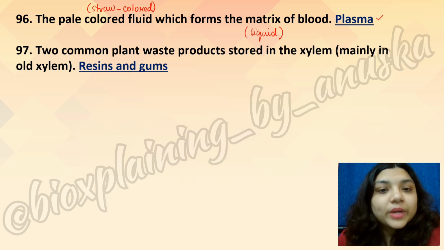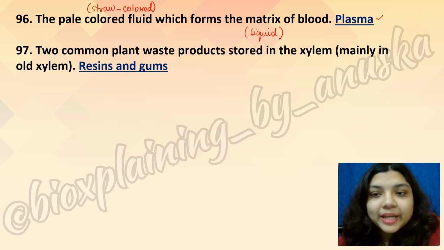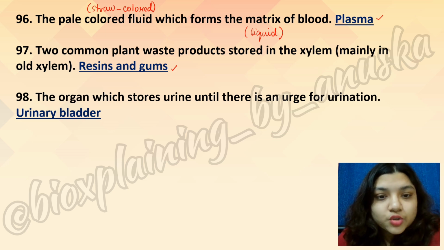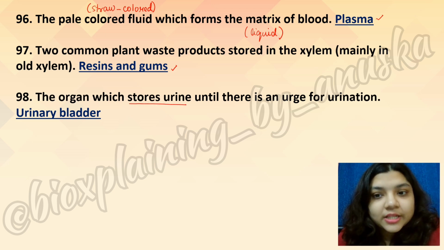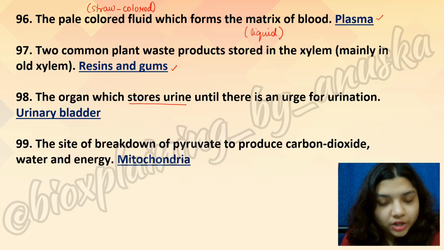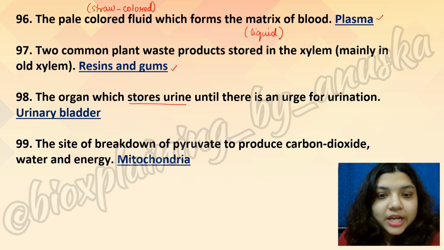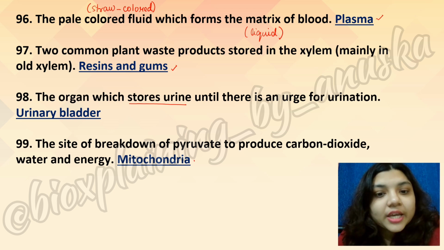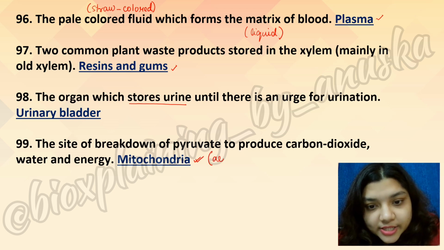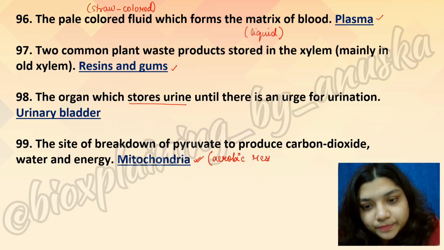Two common plant waste products stored in the xylem, mainly in the old xylem: resins and gums. Organ which stores urine until there is an urge for urination: urinary bladder. It's a sac-like structure. Site of breakdown of pyruvate to produce carbon dioxide, water and energy: it is mitochondria. We say that mitochondria is the site where aerobic respiration takes place.